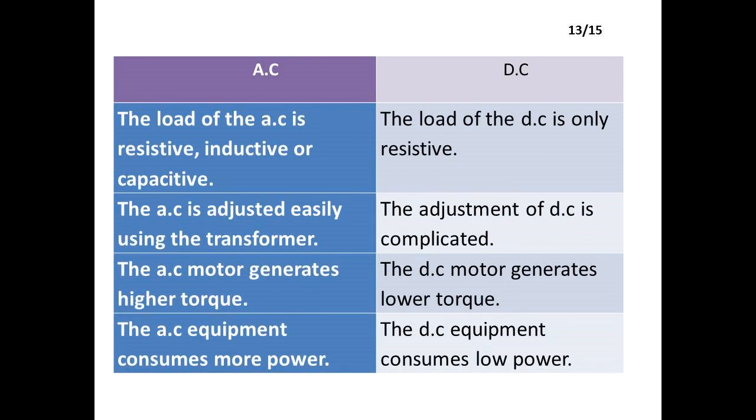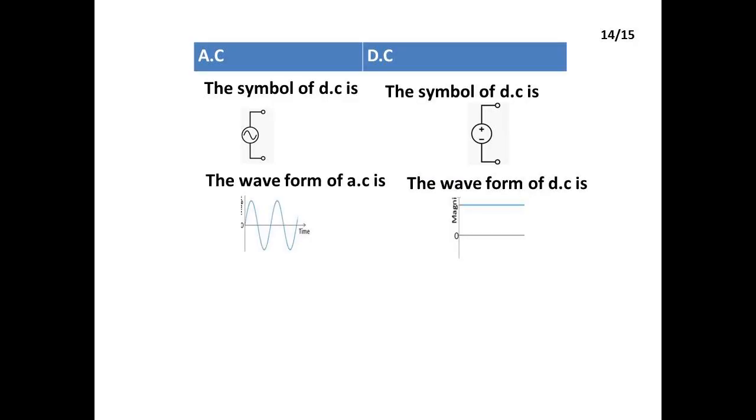The load of the AC is resistive, inductive or capacitive. The load of the DC is only resistive. The AC is adjusted easily using the transformer. The adjustment of DC is complicated. The AC motor generates higher torque. The DC motor generates lower torque. The AC equipment consumes more power. The DC equipment consumes low power. The symbol and waveform of AC and DC are shown here.